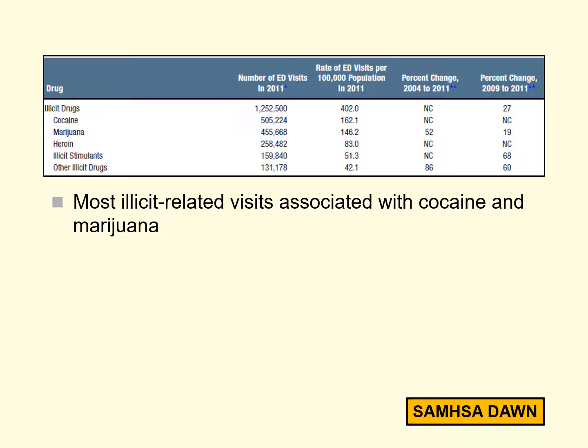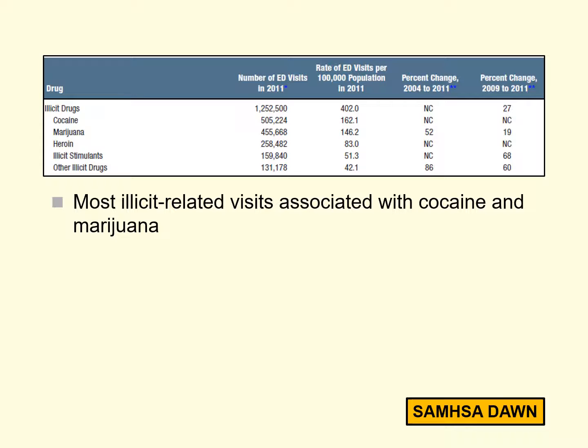Here's another part of that same table. I cut it and put it on a separate slide here. Again, I apologize for the small text. If we look at the emergency room or emergency department visits related to illicit drugs, that is, drugs which are illegal for folks, the most visits are associated with cocaine use and with marijuana use.